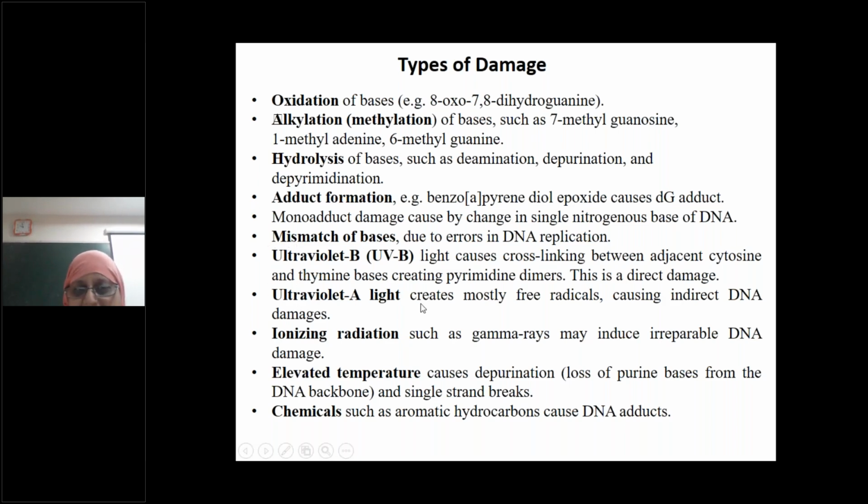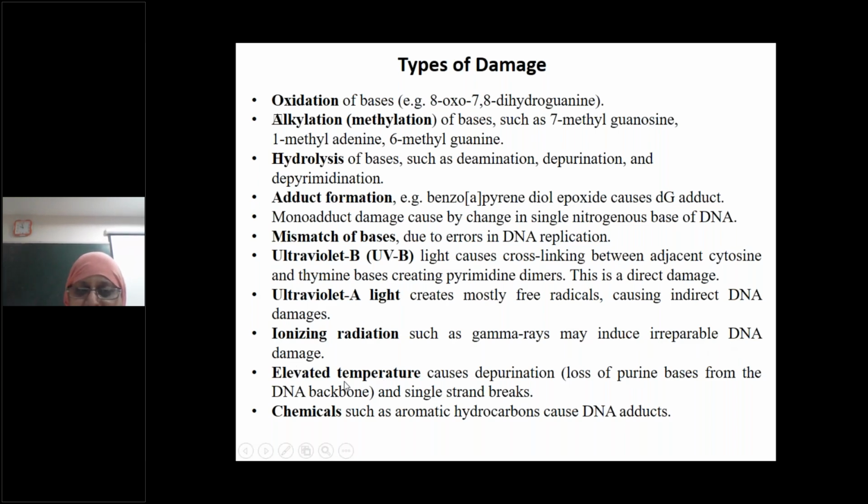or ultraviolet A light. So the damage that occurs due to ultraviolet B may cause cross-linking and result in the formation of pyrimidine dimers. This is a direct damage. While the ultraviolet A light creates mostly free radicals causing indirect DNA damages. Then you have ionizing radiation such as gamma rays that may lead to irreparable DNA damage.